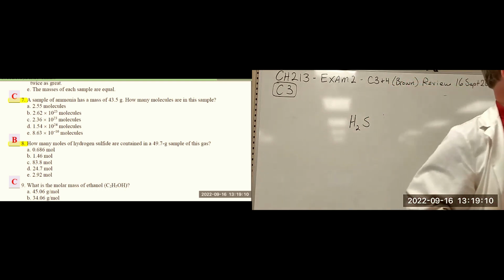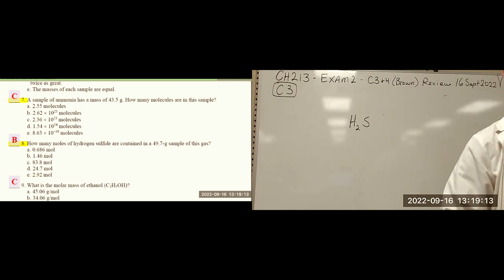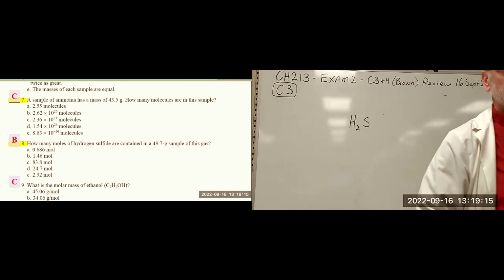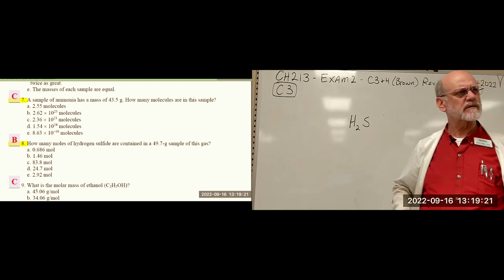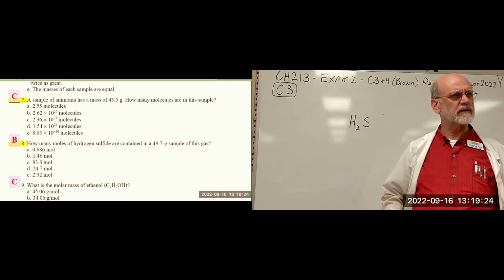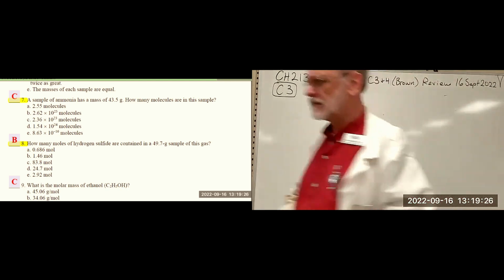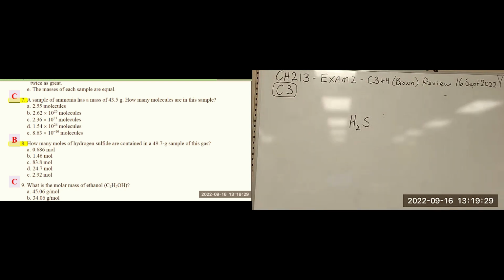Why? Because sulfur comes from the chalcogens, it's a -2 charge. Hydrogen is always a +1 charge, or at least oxidation state. Did we talk about oxidation states? I think we did toward the end, when we were balancing equations. Stoichiometry, chapter 4. Yeah, I believe we did. Yeah, end of chapter 4.